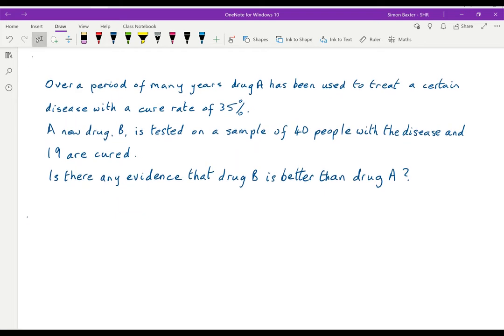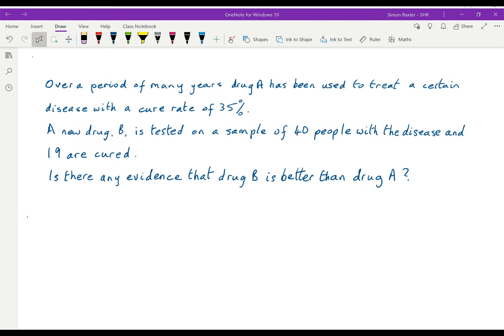Over a period of many years, drug A has been used to treat a certain disease with a cure rate of 35%. A new drug B is tested on a sample of 40 people who have the disease, and 19 are cured. Is there any evidence that drug B is better than drug A?